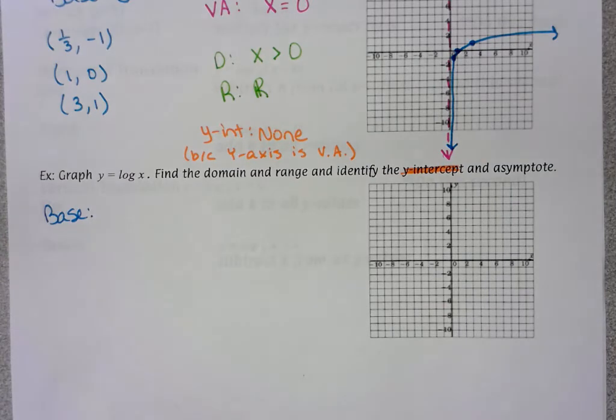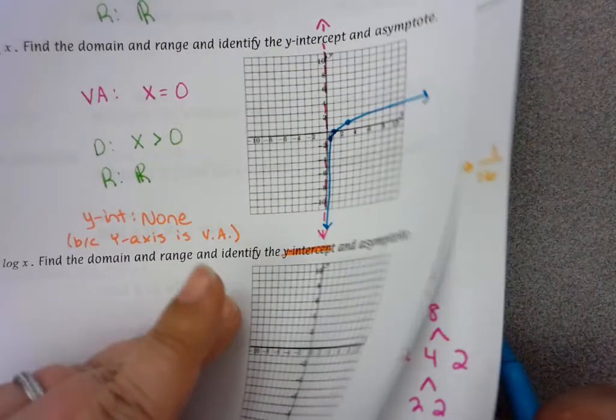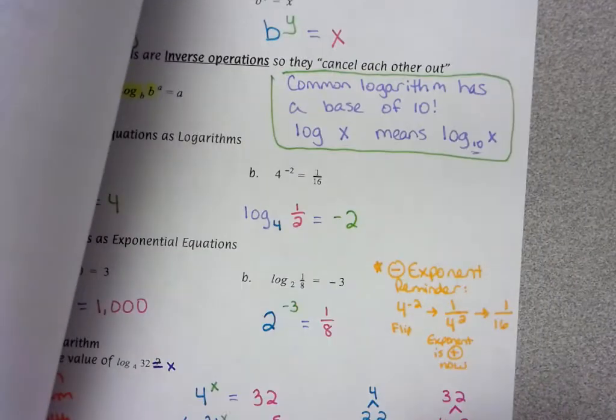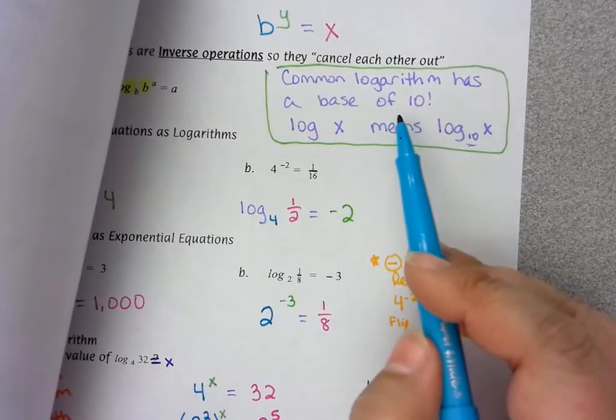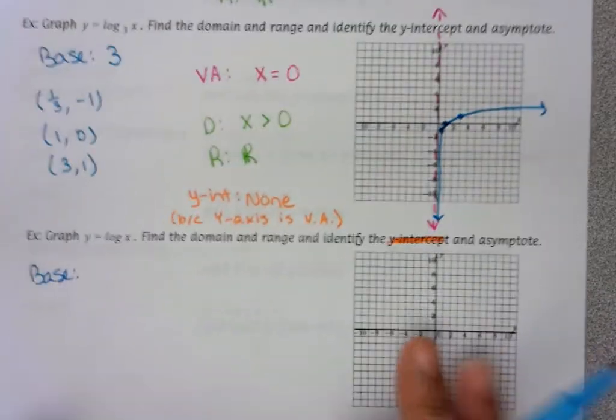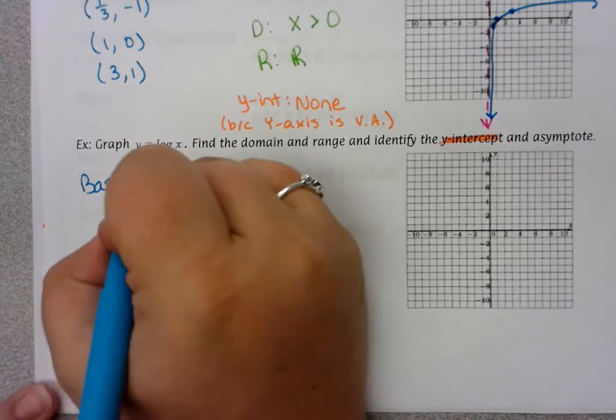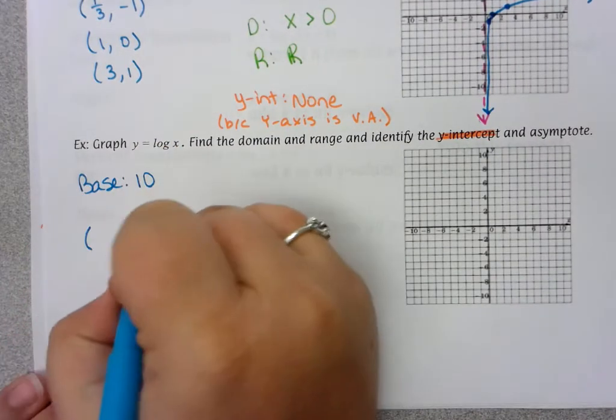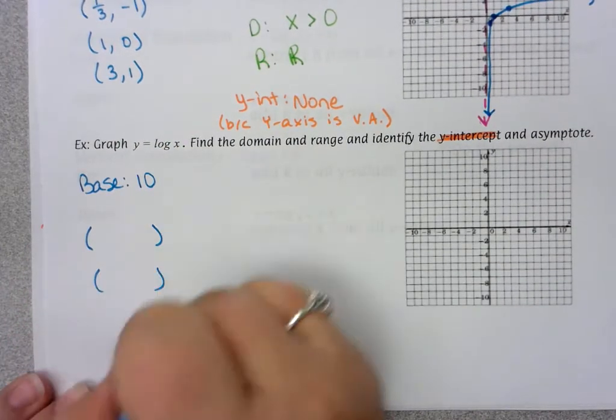I've told you before what the base is when there's not a base. So if you flip back over here, you'll see that when you have a common logarithm, it has a base of 10. So if you have just log x, it means base 10 of x. So our base in this case is 10.